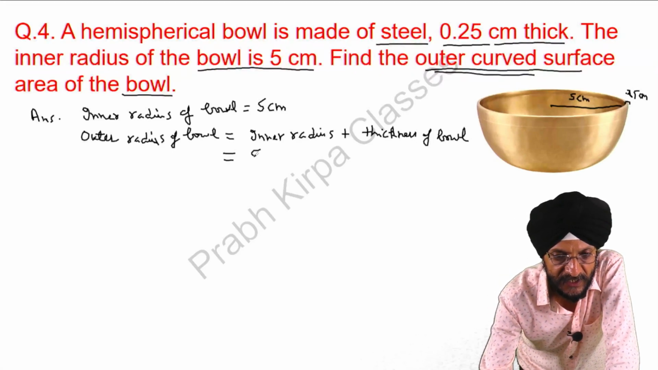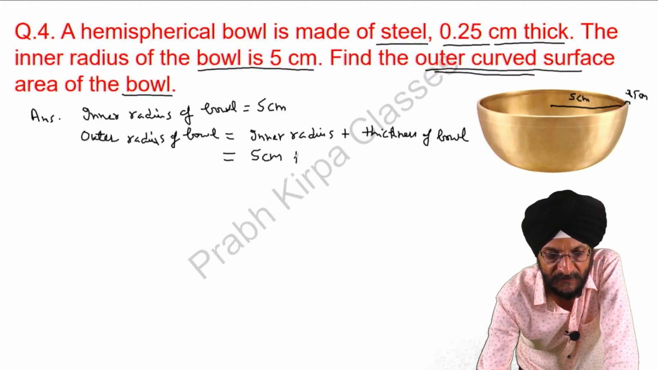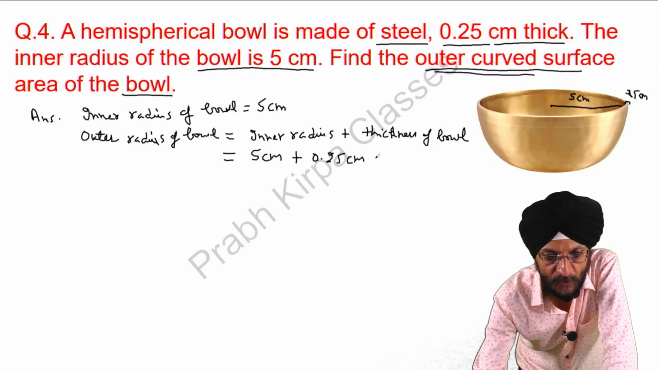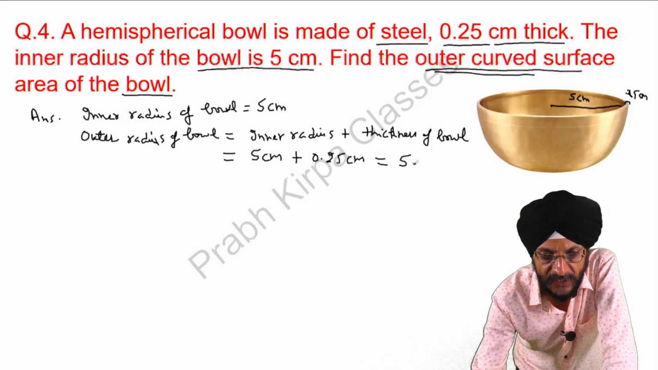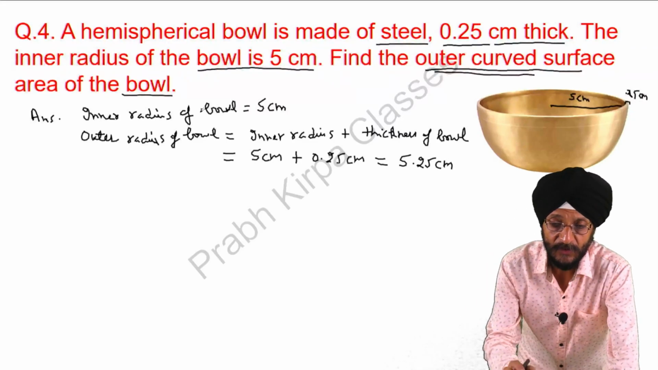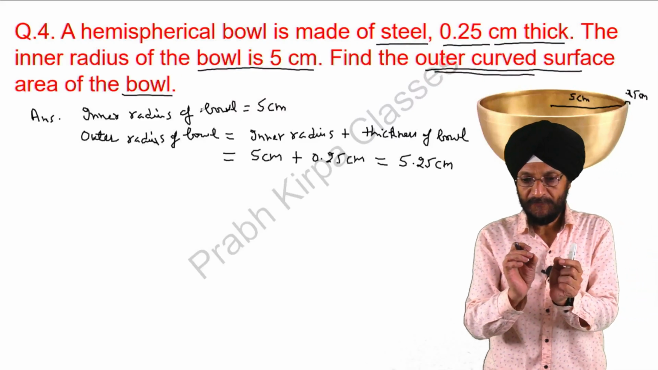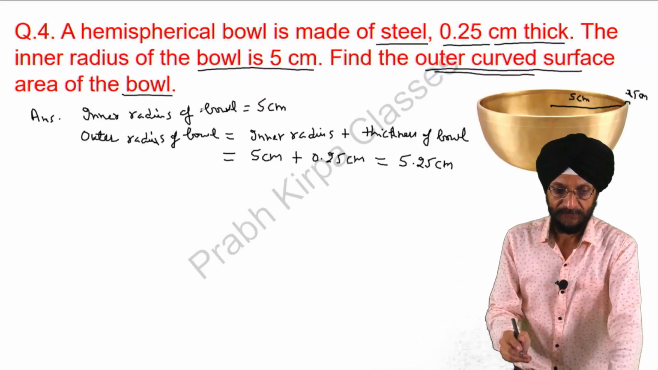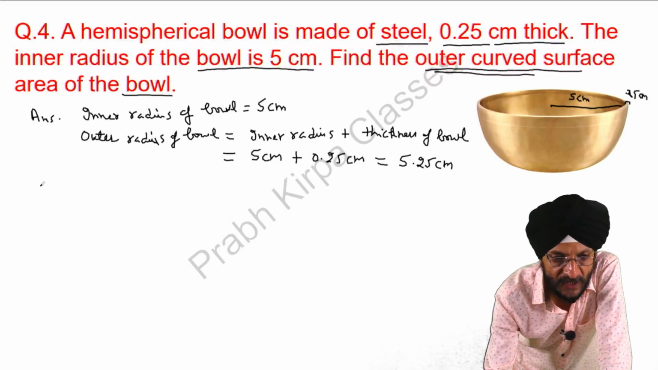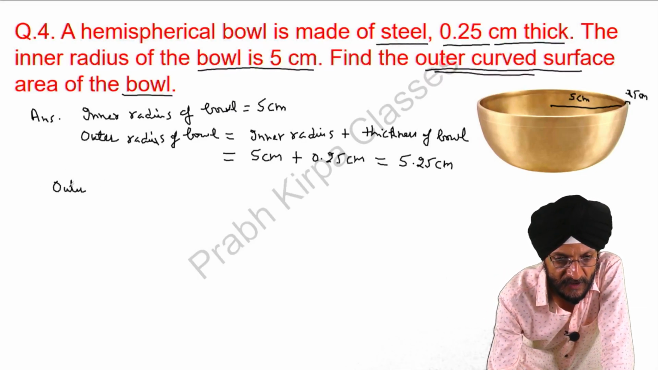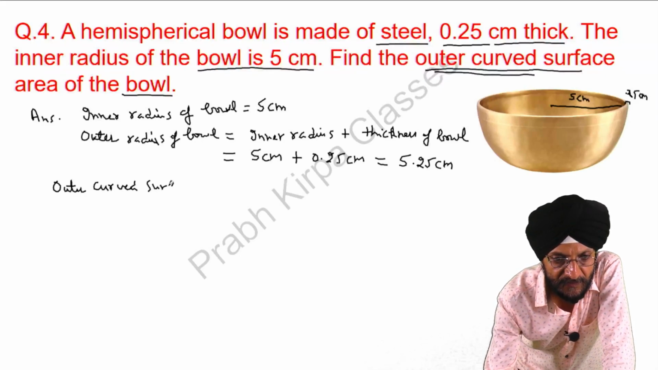What is inner radius? It is 5 centimeter. What is the thickness? 0.25 centimeter. So now what is the outer radius? It is 5.25 centimeter. So far we have calculated only the outer radius. So now what is the outer curved surface area of bowl?